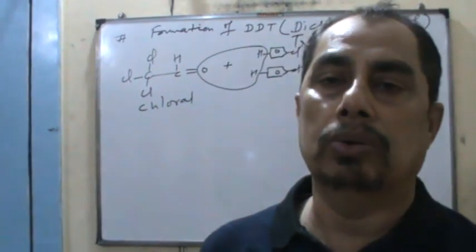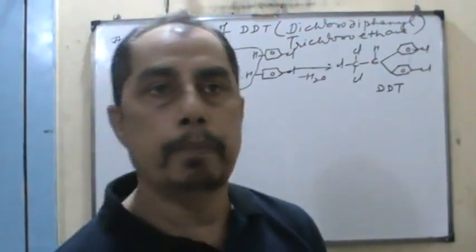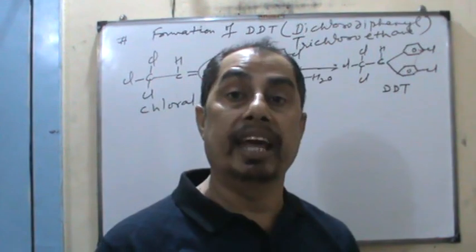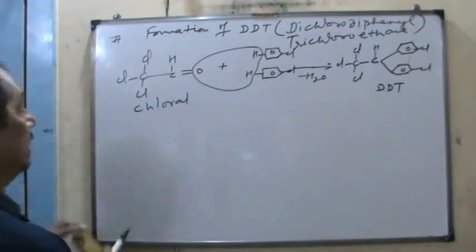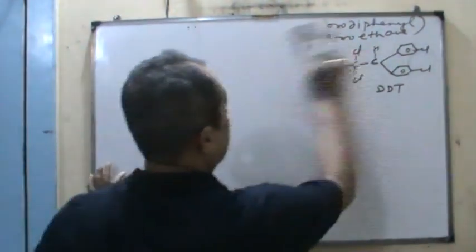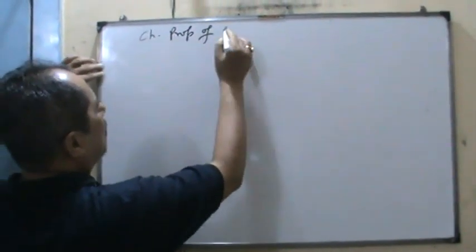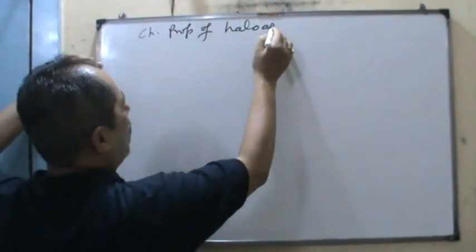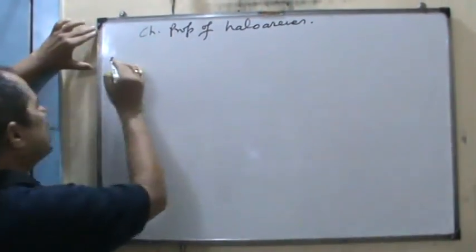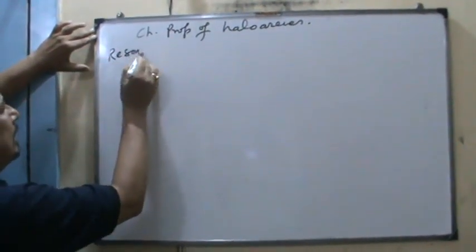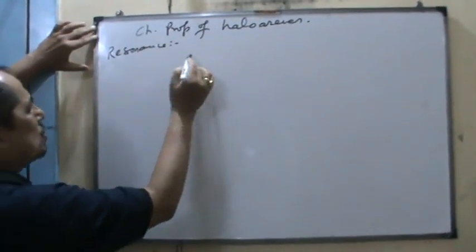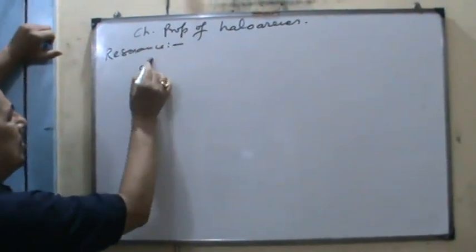Alkane. Now, the last part of this chapter is chemical properties of haloarenes. It is the electrophilic substitution reaction shown by the haloarenes. Chemical properties of haloarenes. To explain it, first you explain what is that? Resonance. You have done it in the previous class.